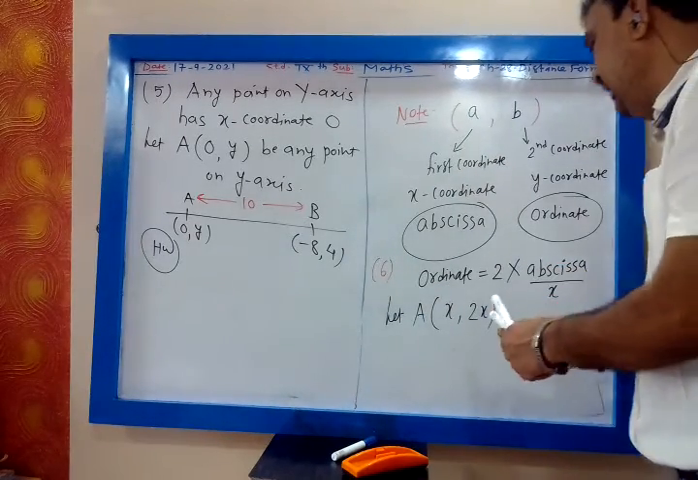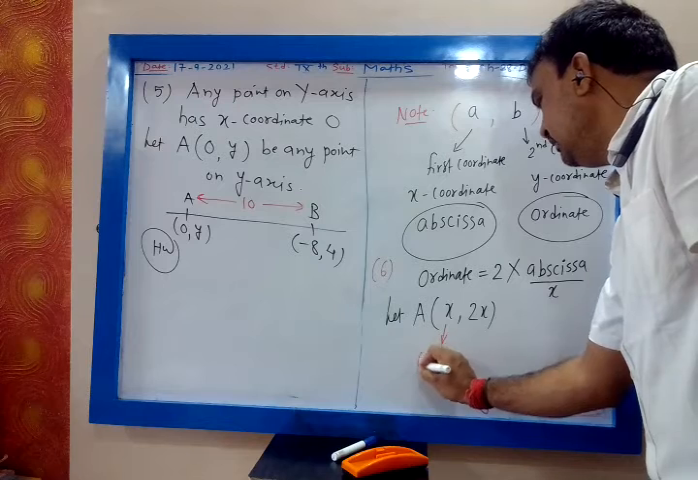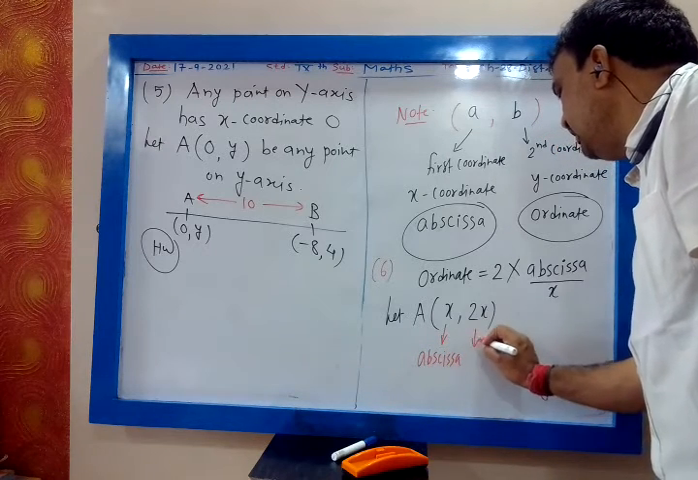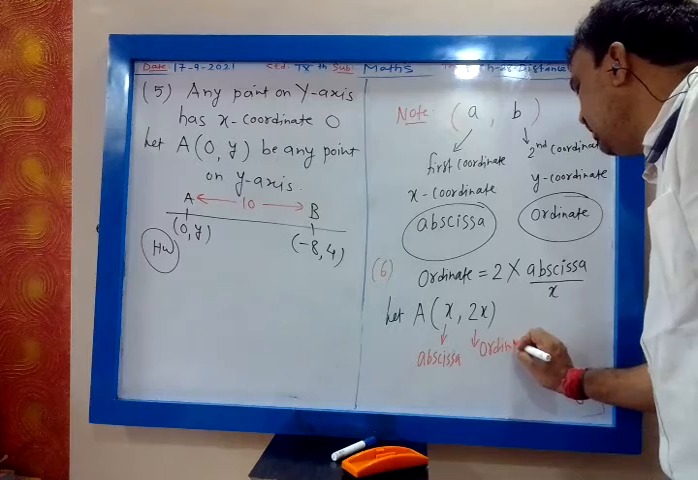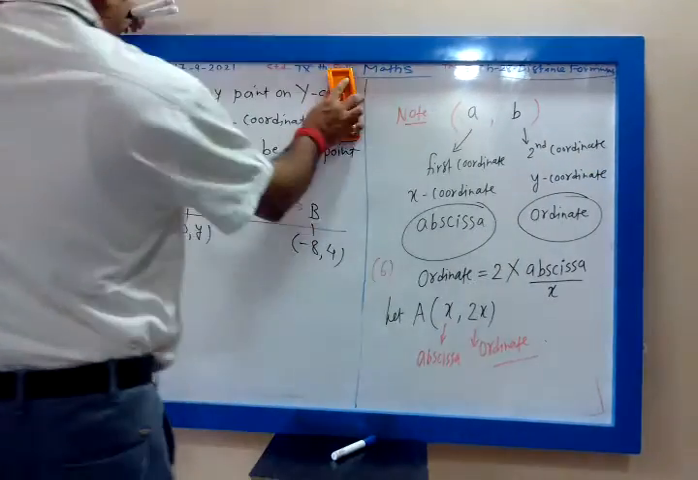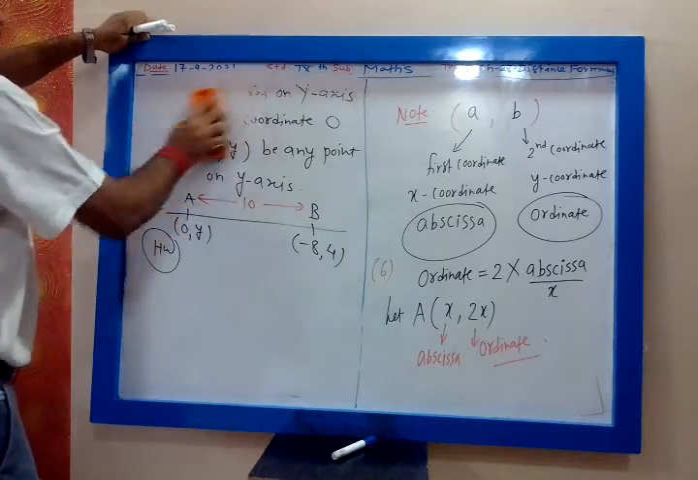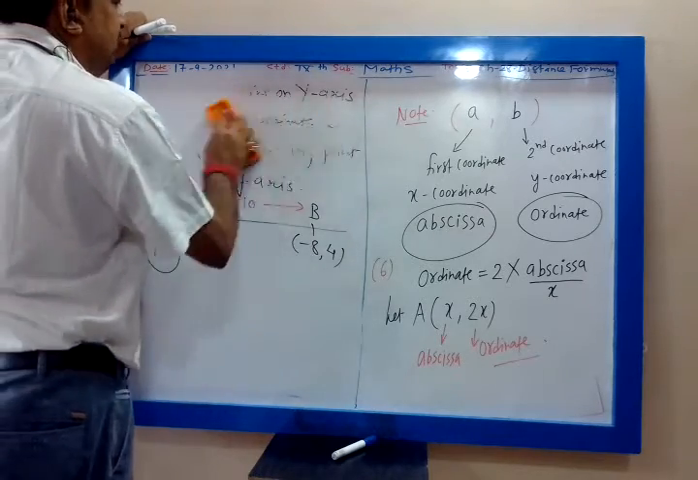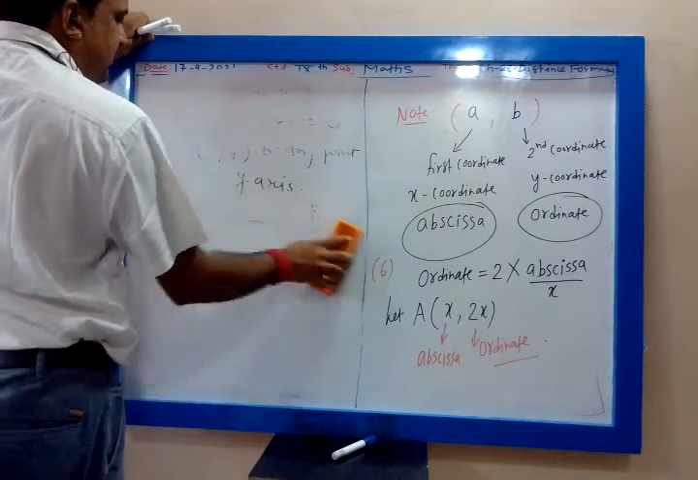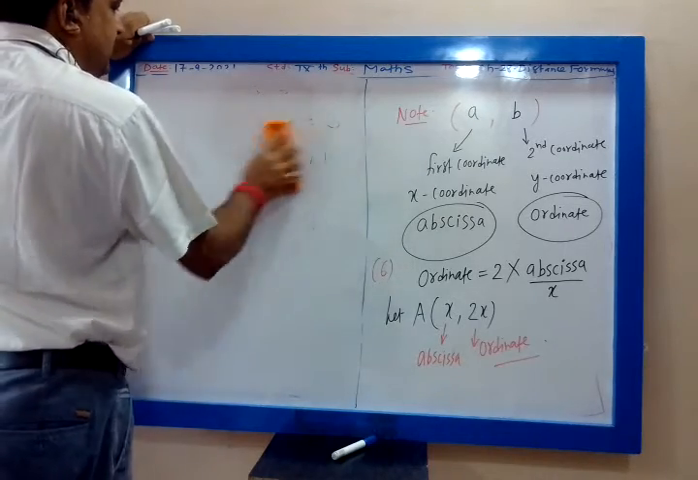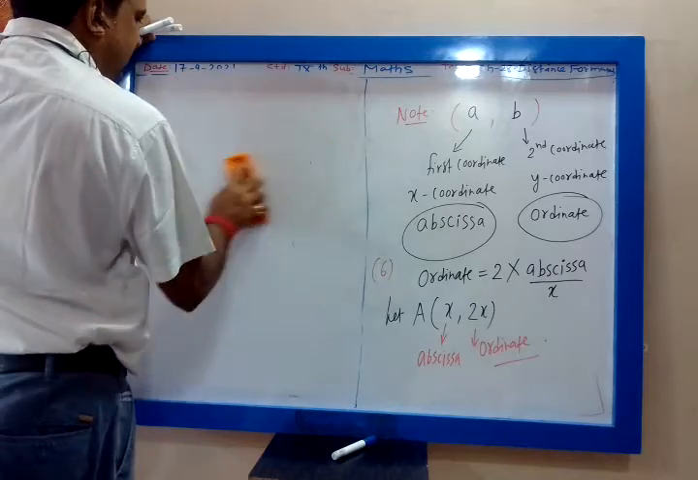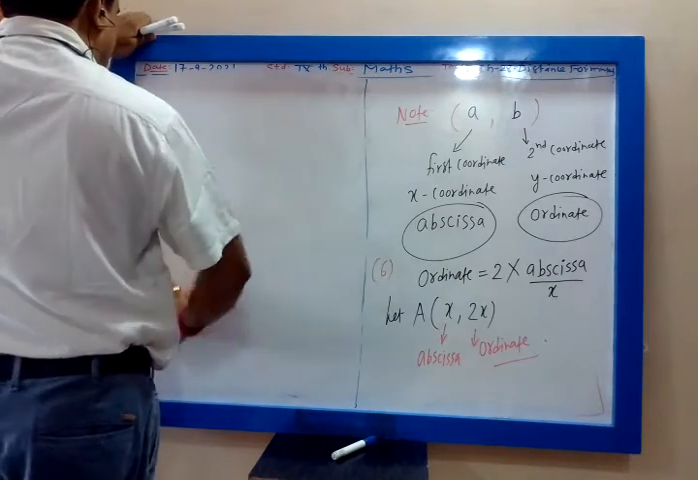x is my abscissa and 2x is my ordinate. So A has coordinates x comma 2x, because ordinate is twice of abscissa. If abscissa is x, then ordinate will be 2x.